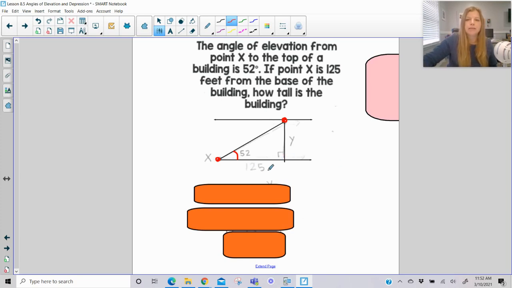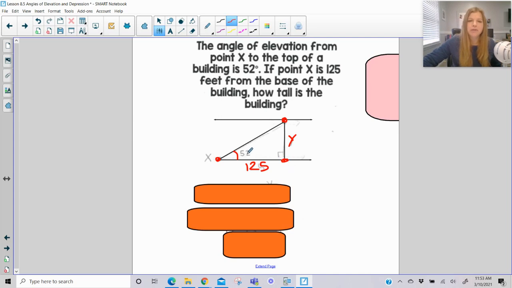If point X is 125 feet away from the base of the building, so this length here, from X to this point here, is 125 feet from the building. How tall is the building? So I'm going to label this Y. That's what we're trying to figure out. If you're looking at a building at a 52 degree angle of elevation and you're 125 feet from it, how tall is that building actually going to be?